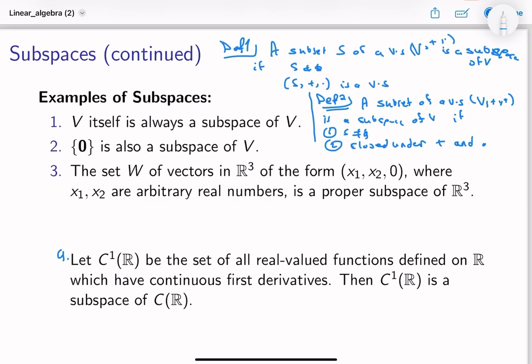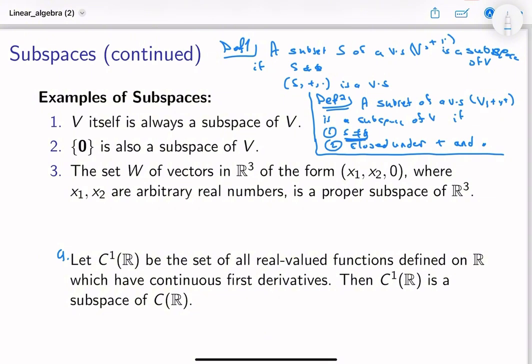I should mention here, before we start giving some examples, that some people, some textbooks, some professors usually replace condition 1 with the fact that 0, the 0 of the vector space, should be in the set, but it is equivalent, just as I showed you in the last video. So it's enough to check that there is at least one vector in the set S.